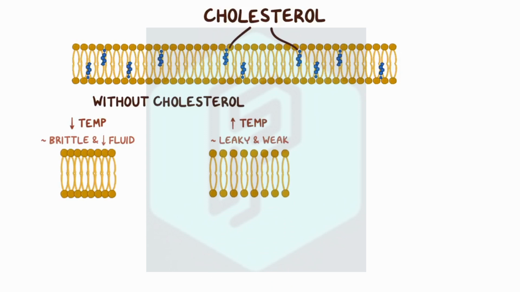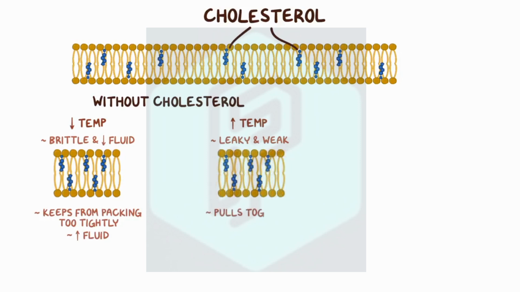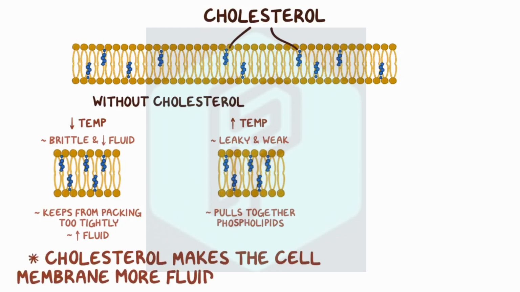So the role of cholesterol is twofold. At low temperatures, it squeezes in between the phospholipid molecules and keeps them from packing too tightly together to keep the membrane more fluid, and at high temperatures, cholesterol pulls phospholipid molecules together, decreasing the space between them. So good old cholesterol makes the cell membrane fluid and durable no matter what the weather.